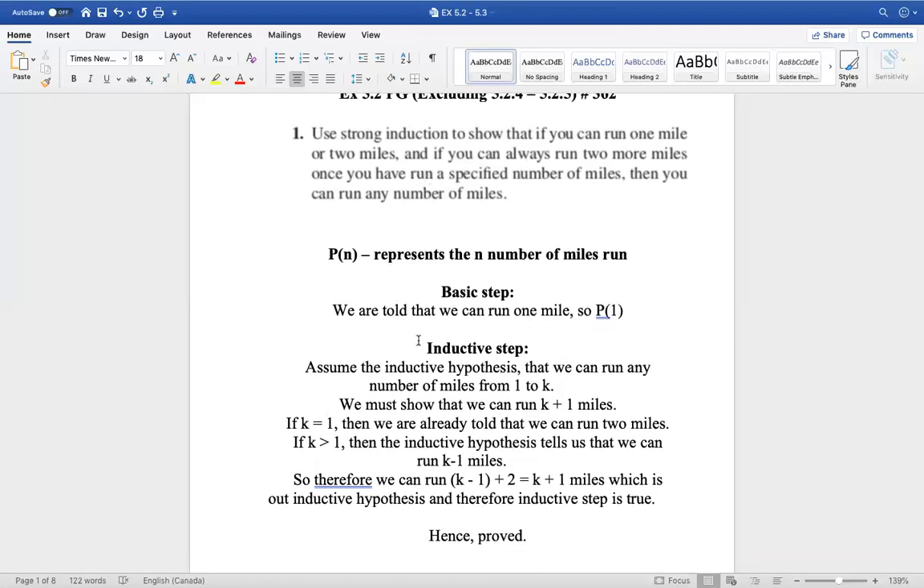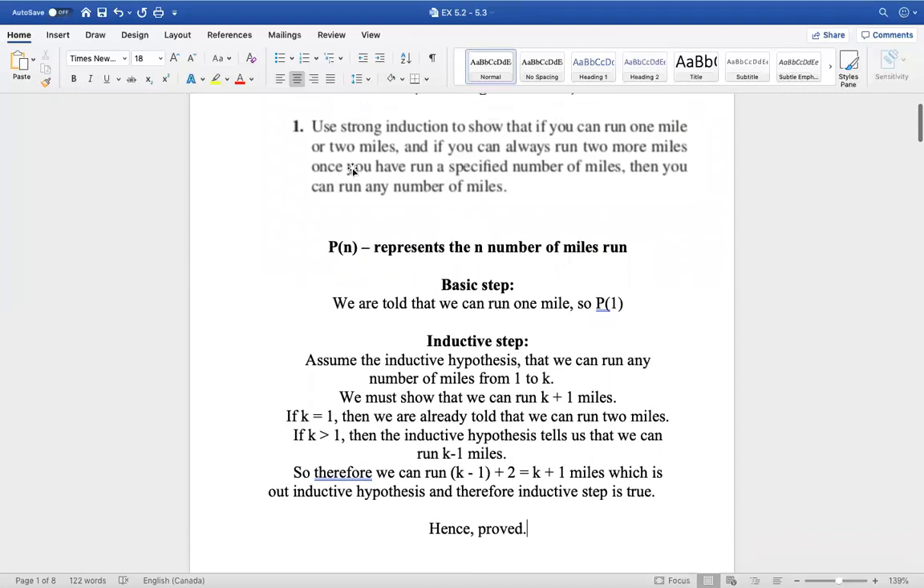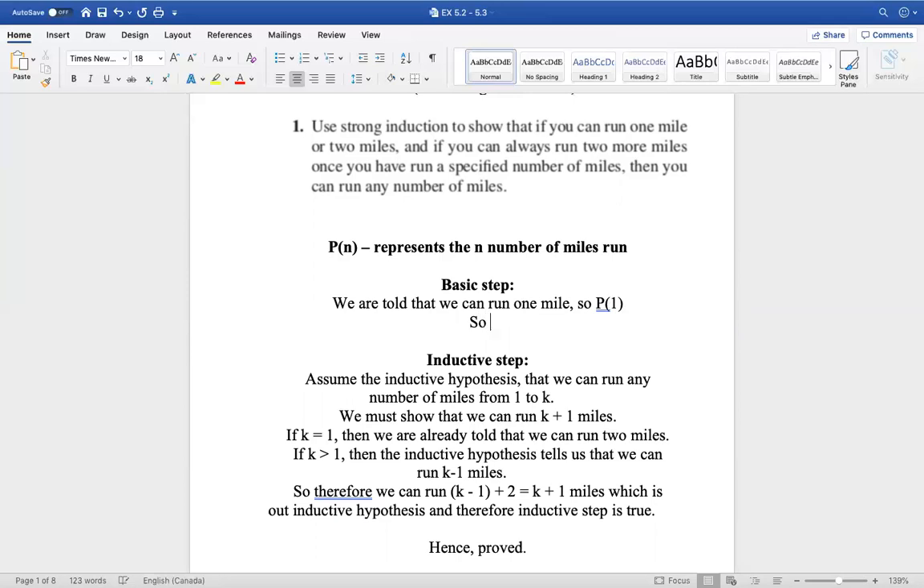Basically, what we did here is, this question tells us to show that if you can run 1 mile or 2 miles, and if you can always run 2 more miles once you have run a specified number of miles, then you can run any number of miles. In the question it says that we can run 1 mile, therefore P(1) is true, so the basic step is true here.